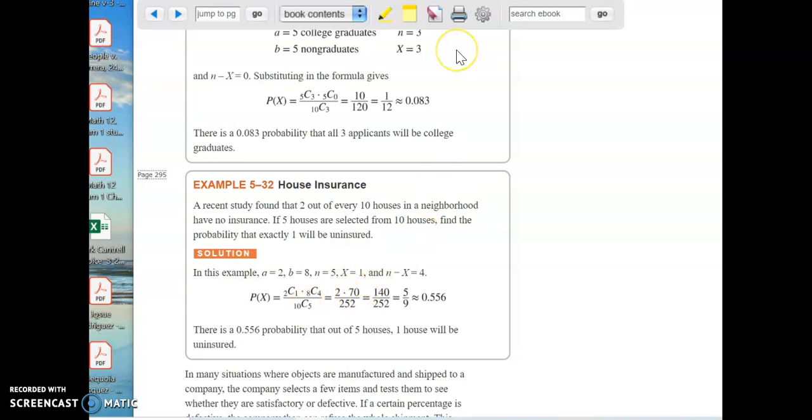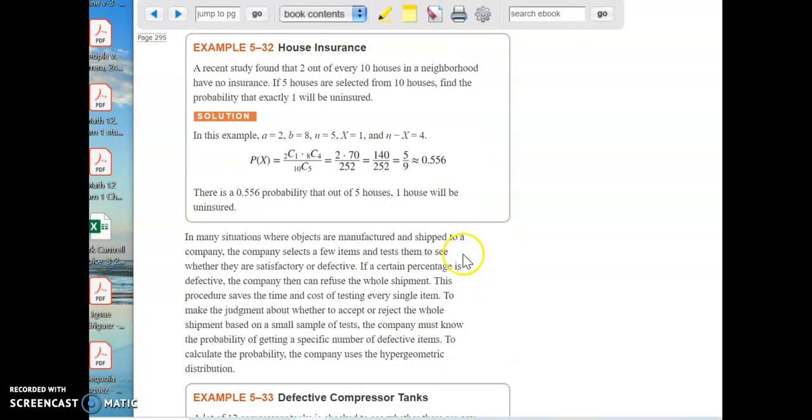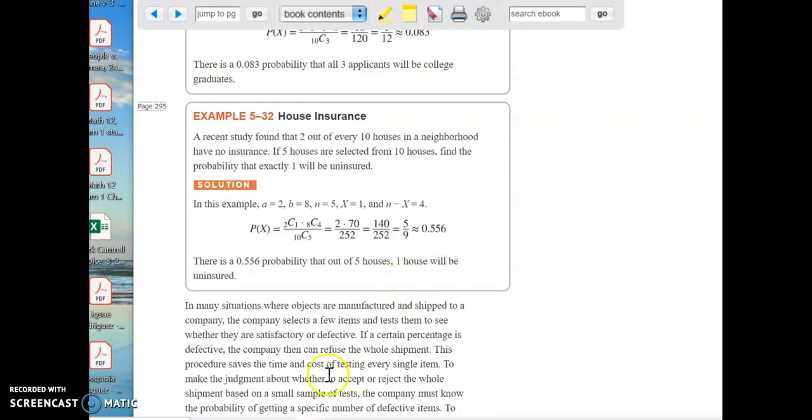On the bottom, the denominator is always the same. The denominator is always the number of occurrences in the sample space. Well, there's 10 houses in the sample space, and you've chosen 5 of them. So it's 10 choose 5. So 10 choose 5 is 252. So multiply all this out, and this is the number that you get. Okay. Man, that's complicated, isn't it? That's one of the most complicated formulas that we've used.